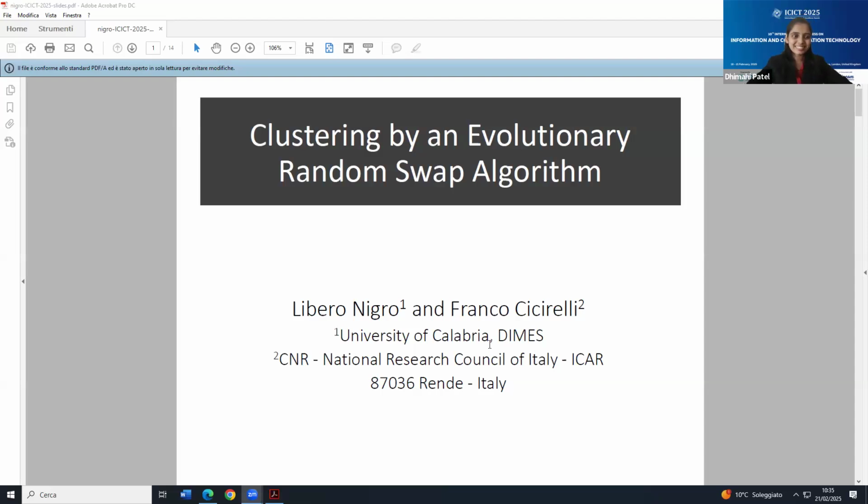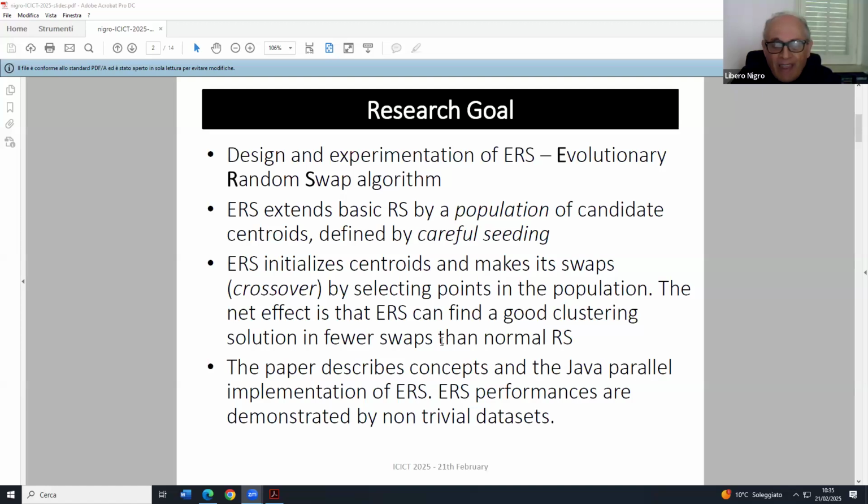Okay, sorry. I will talk about a research project which concerns the development of an extension of a clustering algorithm, which is random swap. The goal is to improve random swap, which is a well-known good algorithm in general, further with concepts from genetic evolutionary techniques. Now, I will try to give you also evidence about its behavior when applied to several kinds of data sets.